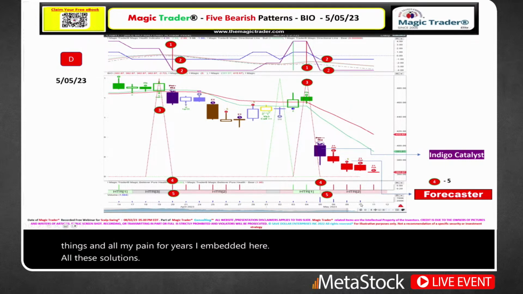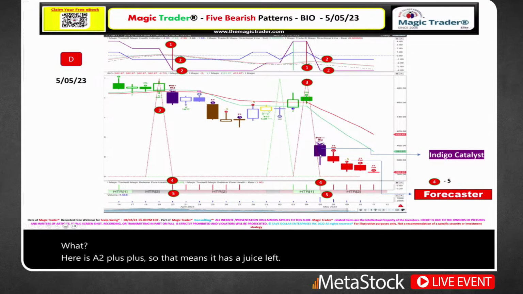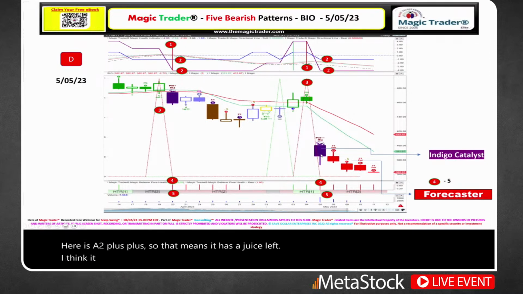People don't believe anything, it doesn't matter, but it is happening. Again, this was a gap down. So what to do? It is the indigo bar, just beginning. Put here is a 2++, so that means it has juice left. So I take a position for a put option, and look at what happened.